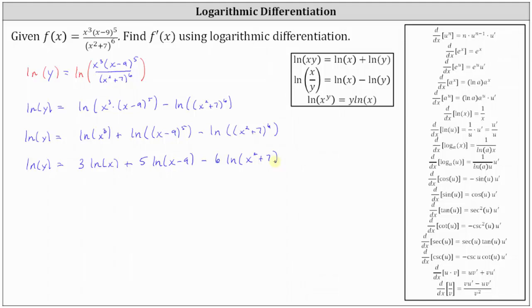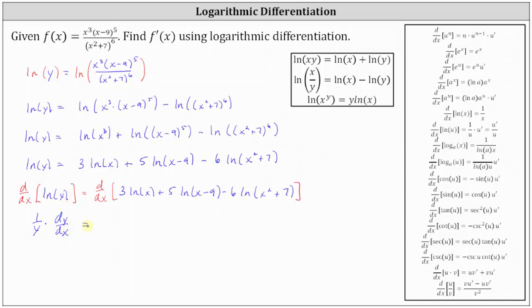And now for the next step, we will differentiate both sides of the equation with respect to x. On the left, the derivative of natural log y with respect to x requires a chain rule. The derivative is equal to 1 divided by y times dy dx. Again, we're differentiating with respect to x, and because we have a y term, we have this extra factor of dy dx due to the chain rule.